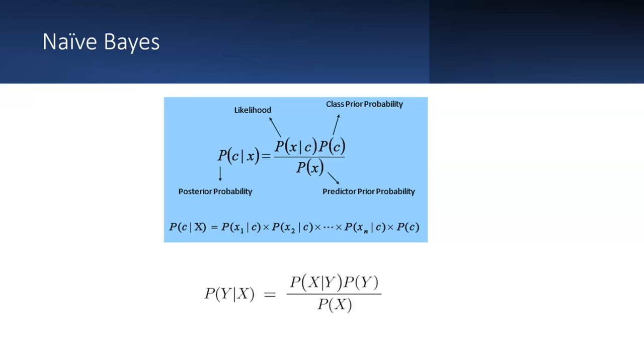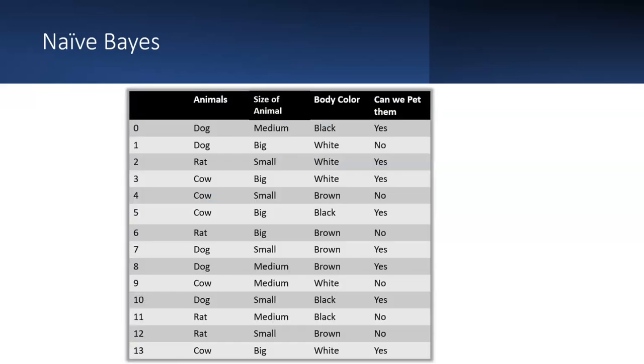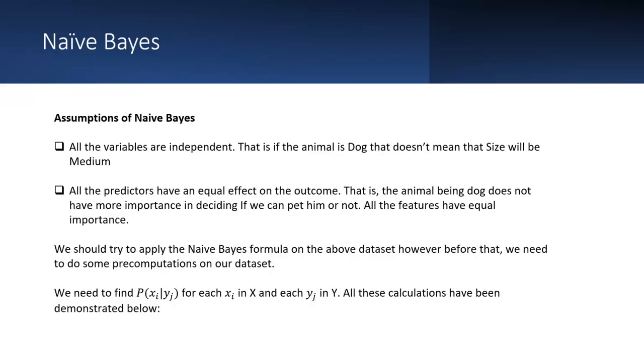So here we have the predictor probabilities, class probability, and likelihood, and all of these are shown here. And then we have animals, the size of animals, body color, and whether we can pet them. These are different examples. Let's see how these examples are worked out.